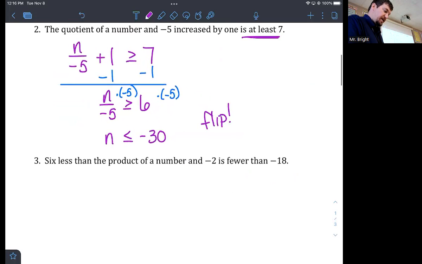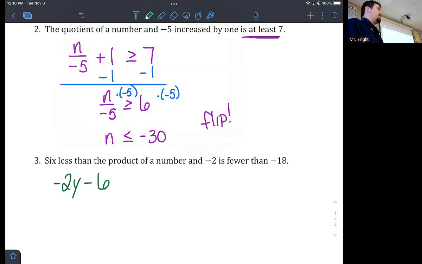Number 3 says 6 less than the product of a number and -2 is fewer than -18. This one can be tricky, so I'm interested to see what you say here. Because this is the one where a lot of students are going to slip up. Go ahead. What do you think? Stop right there. He's absolutely right.